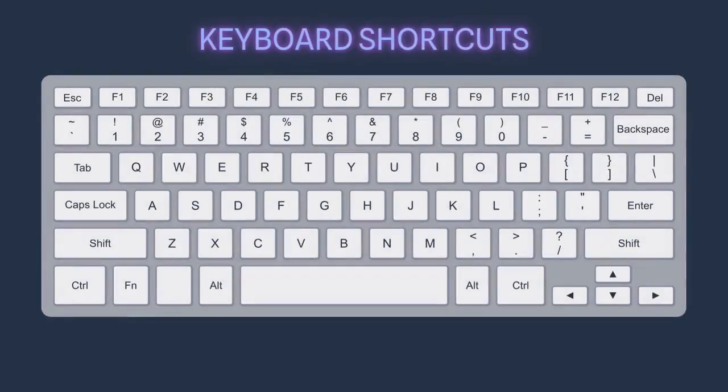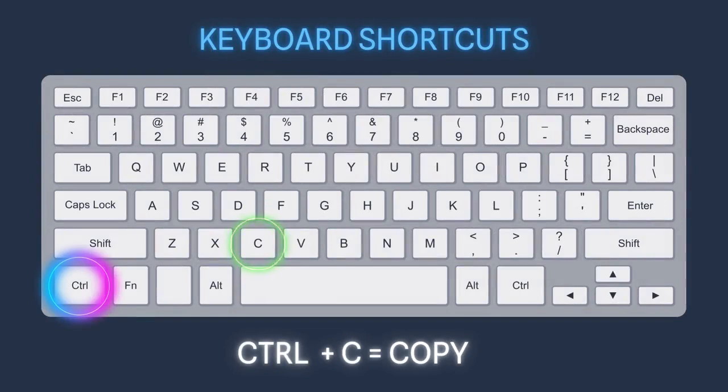Here are the primary keyboard shortcuts we'll be using throughout the lesson. Control and C to copy. Control and X to cut. Control and V to paste. Control and Z to undo the last action. Control and B for bold. Control and I for italic. And Control and U for underline.